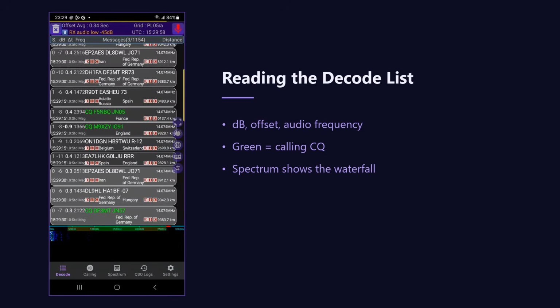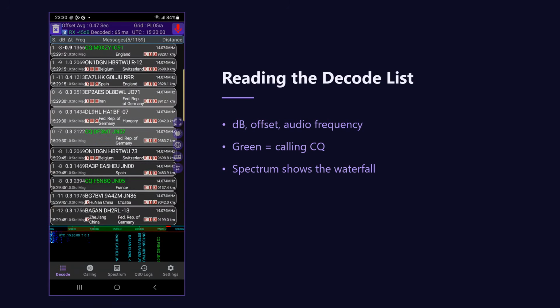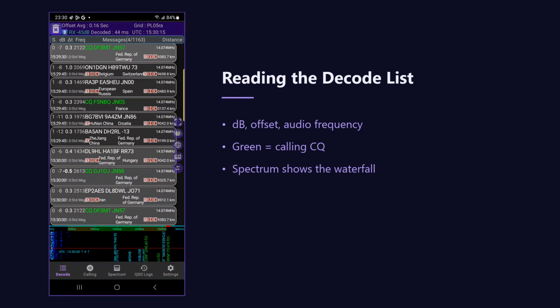Give it a slot or 2 and messages start coming in. Each row reads, signal report in decibels, time offset, audio frequency, then the message itself. On the right you get the country and the distance. Watch the green rows. Green means that station is calling CQ. It is waiting for someone to answer. That is your target.